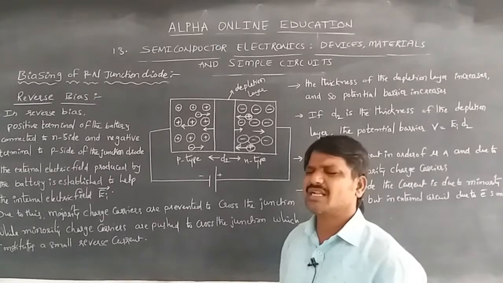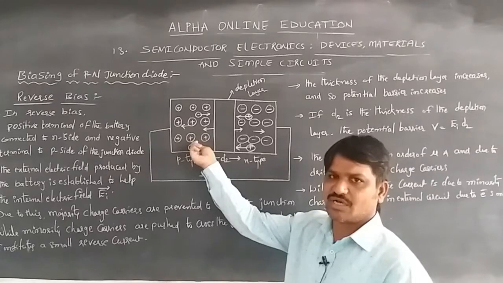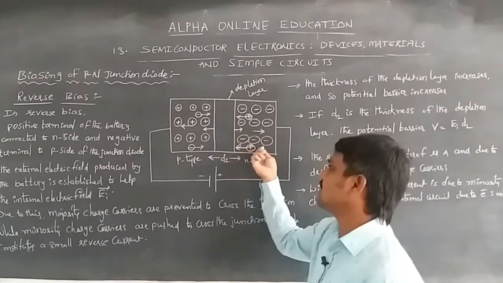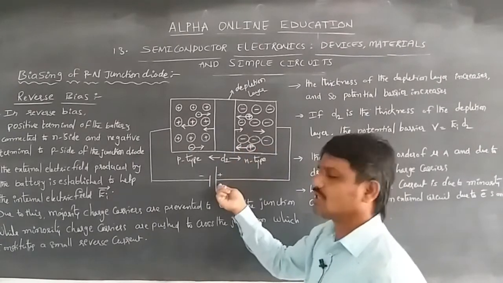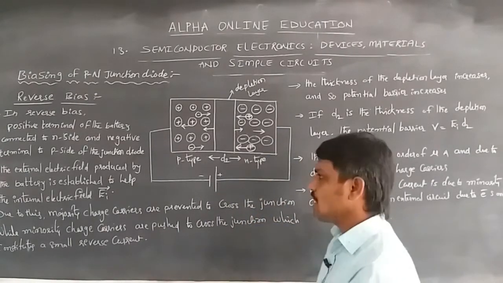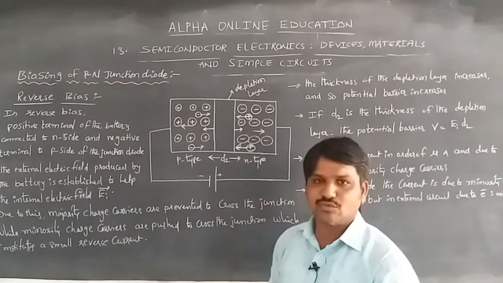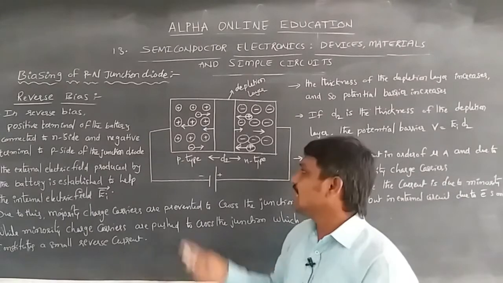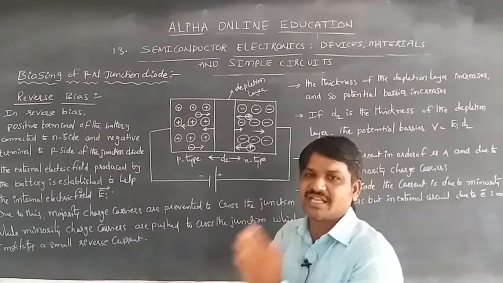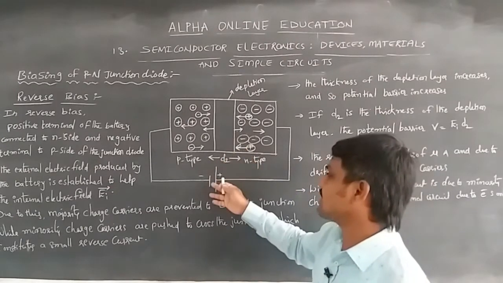To remember it better, we connect reversely: the majority charge carriers in the P side are positive, so they are connected to the negative terminal of the battery. The negative charge carriers are in the N side, so they are connected to the positive terminal of the battery. We connect reversely, so that's why it is reverse bias. By connecting the external battery, an external electric field is applied to the junction diode to help the internal electric field, which is produced by joining the P type and N type materials.